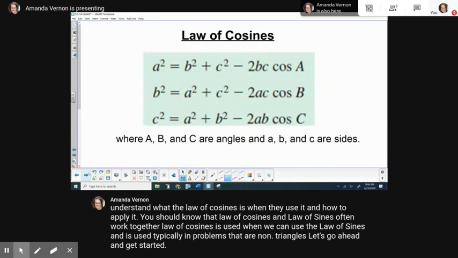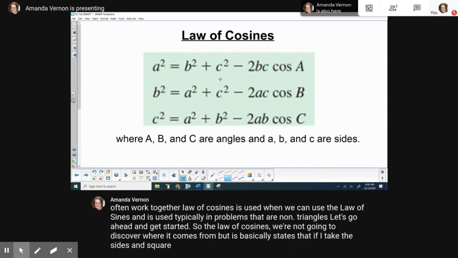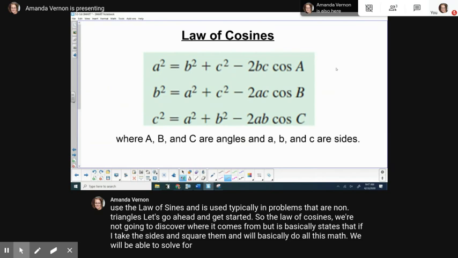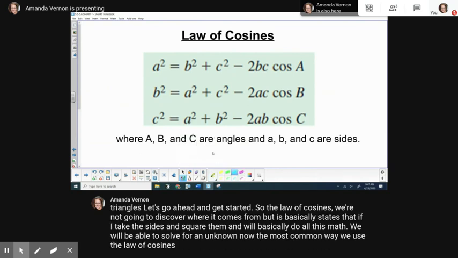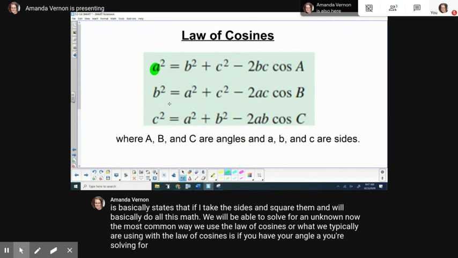So the law of cosines, we're not going to discover where it comes from, but it basically states that if I take the sides and square them and, well, basically do all this math, we will be able to solve for an unknown. Now, the most common way we use the law of cosines is if you have your angle A, you're solving for side A. Or if you have angle B, you don't have side B then.